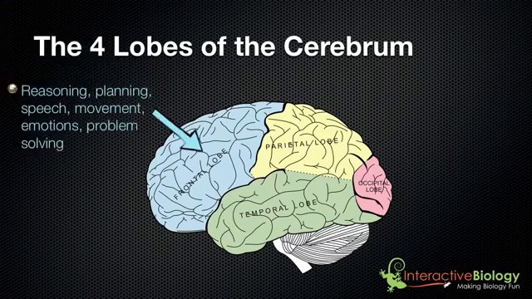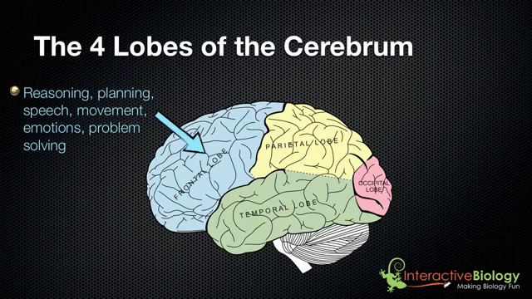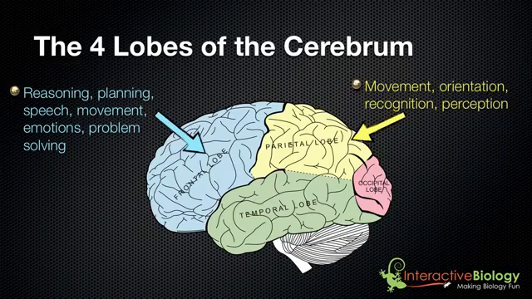The frontal lobe is involved in processes such as reasoning, planning, speech, movement, emotions, and problem solving. So these are the types of things that are happening in the frontal lobe. Then we have the parietal lobe, which is involved in movement, orientation, recognition, and perception.